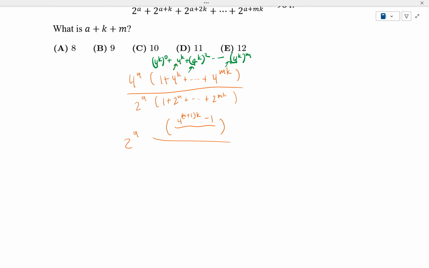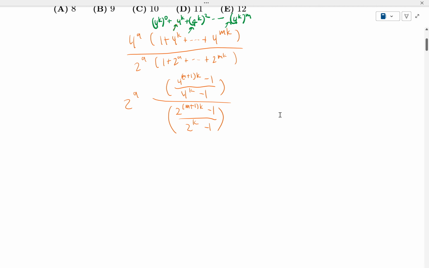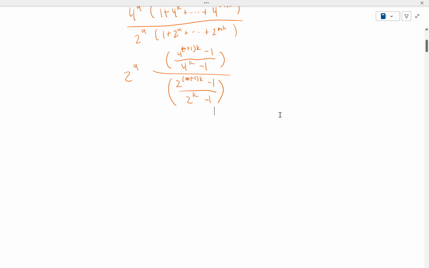1. A lot of people wrote 4 minus 1 here and made the mistake and got stuck and lost a lot of valuable time in the AMC. So it's 4 to the k minus 1 because the base is 4 to the k. And in the bottom, you can do the same thing. So it's 2 to the power of (m plus 1) times k minus 1 over 2 to the k minus 1. Now you can move the denominator into the other side's numerator.